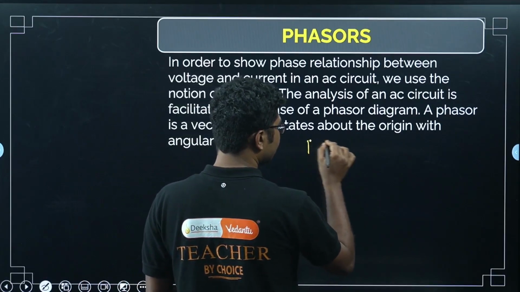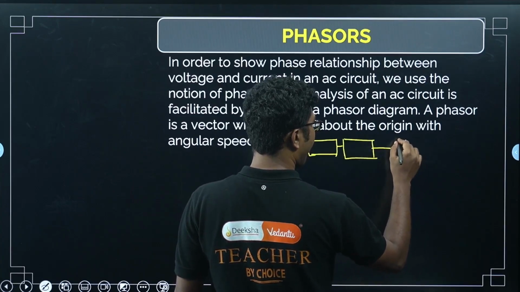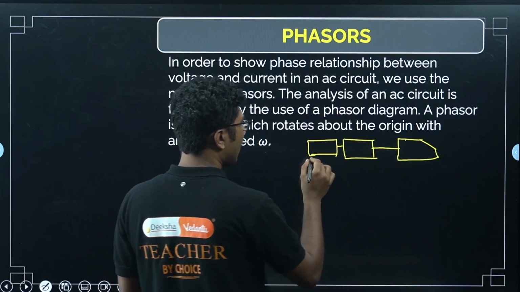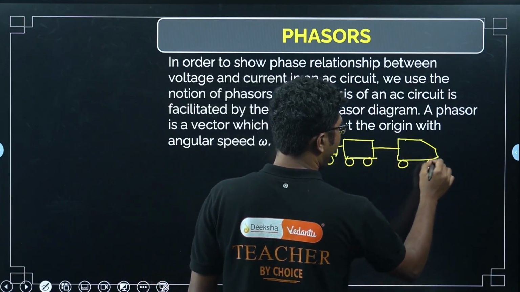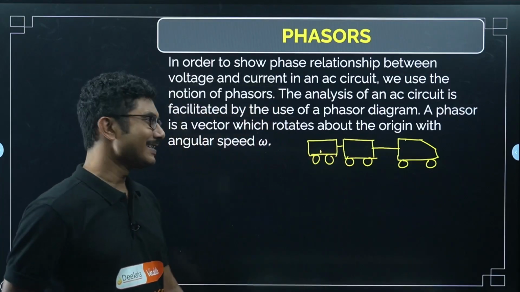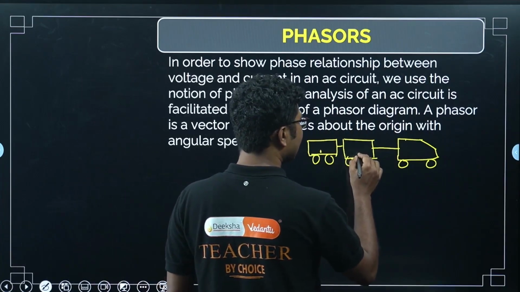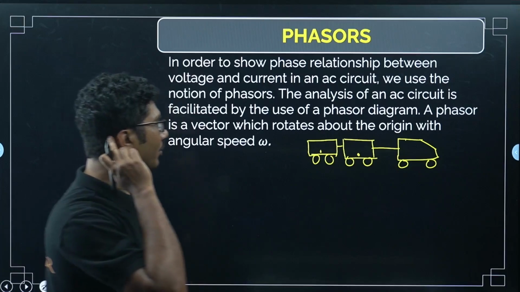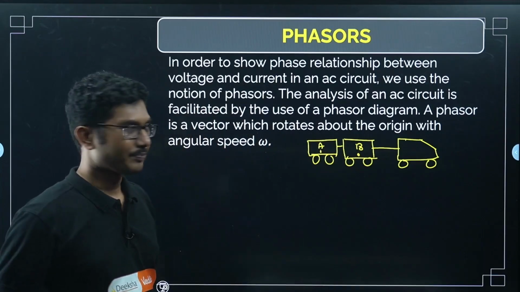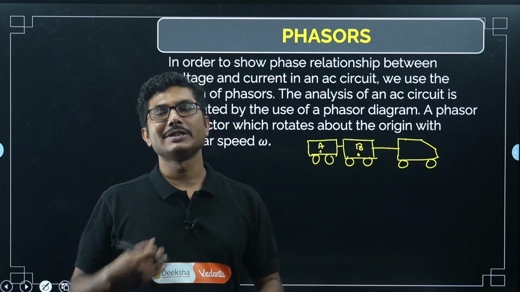Suppose we have a train, there is one bogie, there is another bogie, and there is an engine. The engine will always remain ahead. If you are sitting here, you will say that the engine is 500 meters ahead of me. If someone is sitting here, he will say the engine is 250 meters ahead of me. Suppose this person is A and this person is B. Person A will say person B is 250 meters ahead of me. So B is leading, he is ahead, but at any point of time their relative distance is not changing.